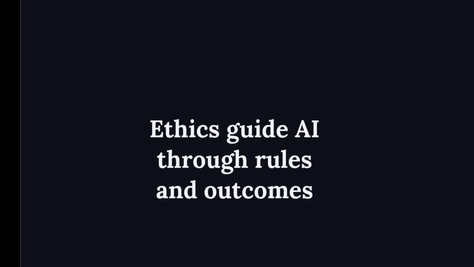Ethical implications in artificial intelligence are grounded in established ethical theories. These include deontology, consequentialism, virtue ethics, and utilitarianism. Together, they provide different ways to judge whether artificial intelligence should follow rules, focus on outcomes, reflect moral character, or maximize overall benefit while limiting harm.